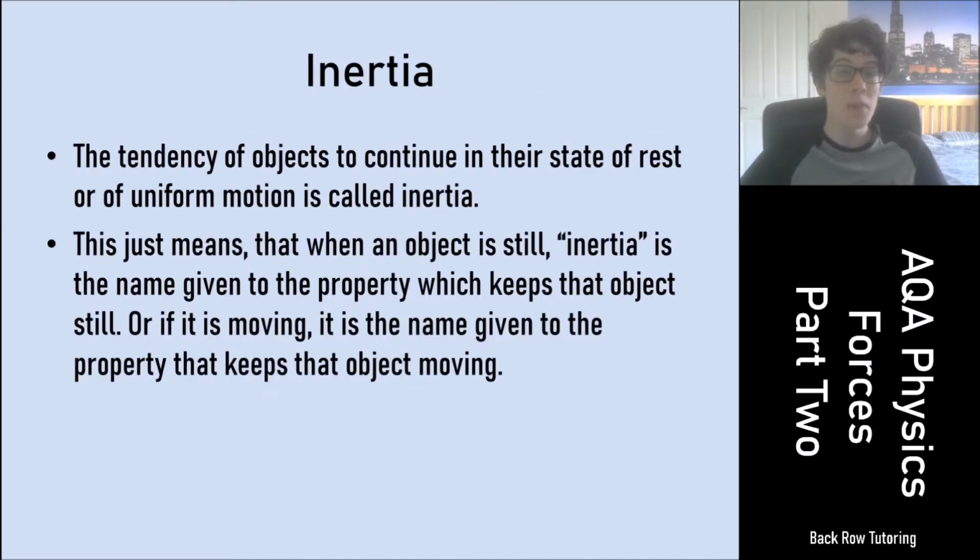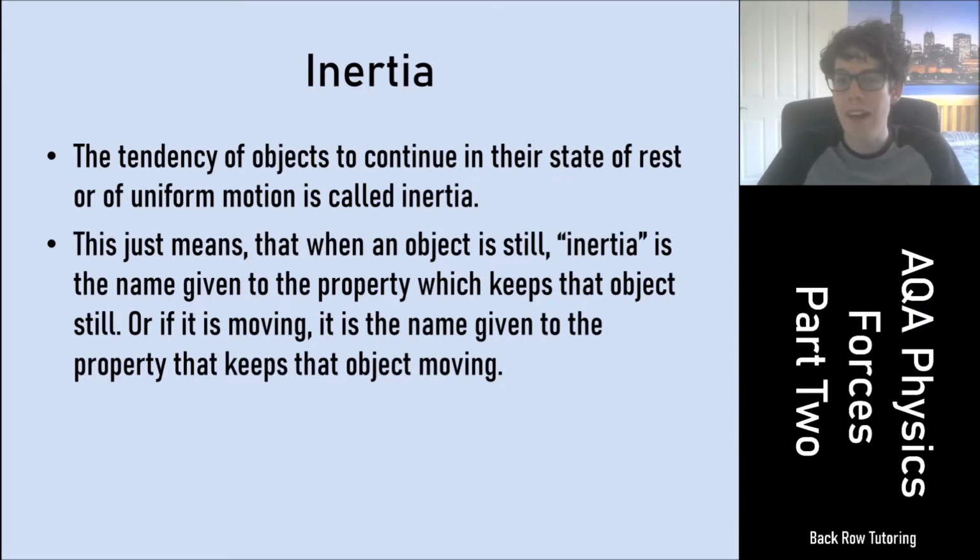The tendency of objects to continue in their state of rest or of uniform motion is called inertia. Again, that's quite long-winded and complicated. This just means that when an object is still, inertia is the name given to the property which keeps that object still. Or, if it is moving, it is the name given to the property that keeps that object moving. So inertia is just the tendency for a moving object to continue moving in the absence of external forces.